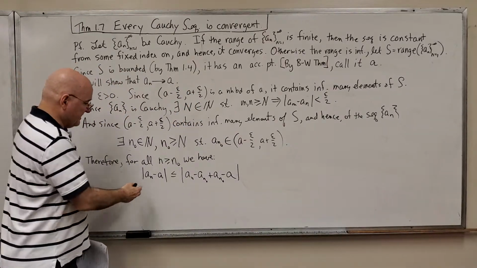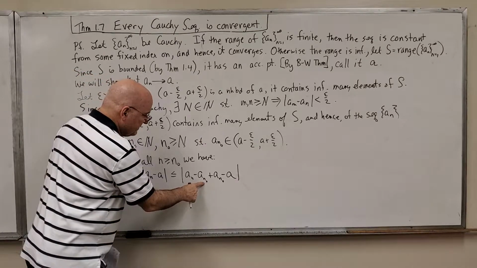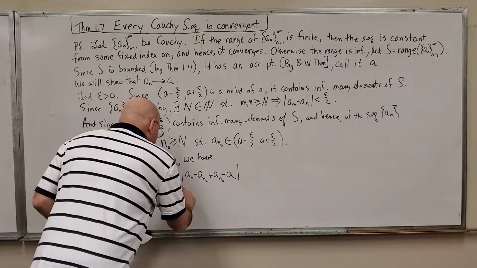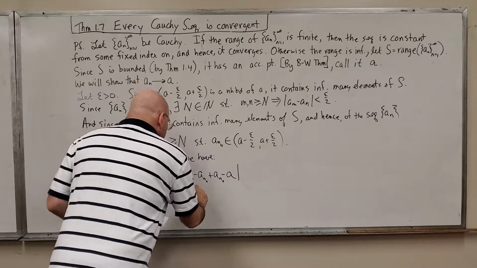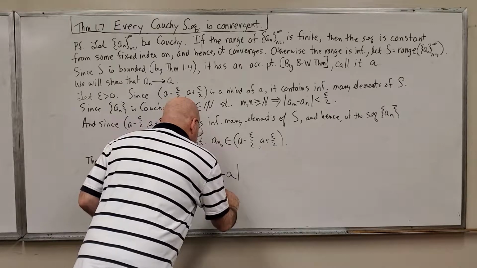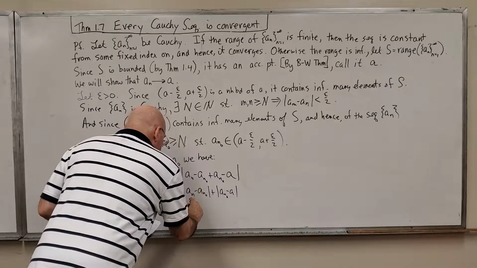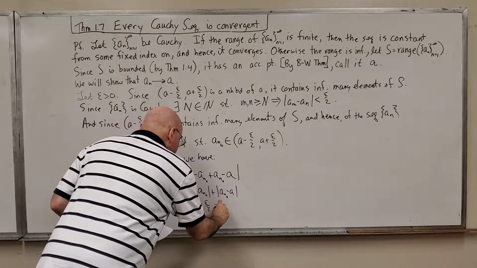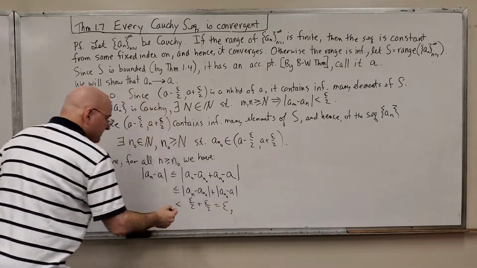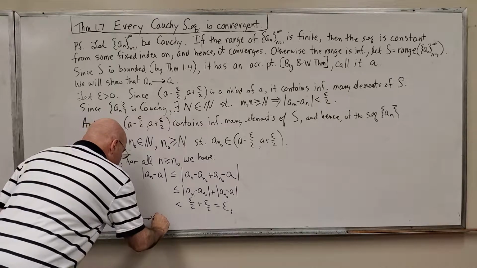That's simple algebra. I added zero to the absolute value: minus a sub N naught plus a sub N naught. We'll use the triangle inequality: the absolute value of a_n minus a_N zero plus the absolute value of a_N zero minus a. And that's less than epsilon over 2 plus epsilon over 2, which is equal to epsilon. And maybe I'll tie it off with, and a_n converges to a.